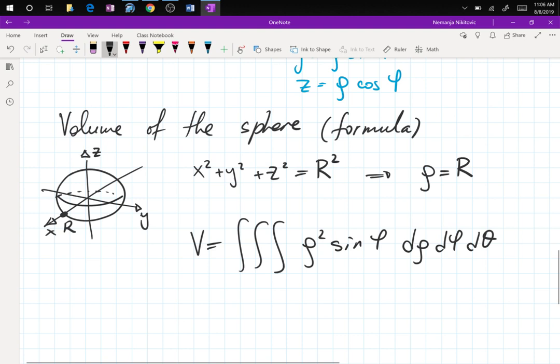You know how you memorized dz r dr d theta for cylindrical integrals? You memorized r dr d theta for polar integrals. Now you're memorizing rho squared sine phi d rho d phi d theta as a string for spherical integration. Our job now is to figure out what limits we need to place so that we can integrate a sphere. It's always going to be in that order.